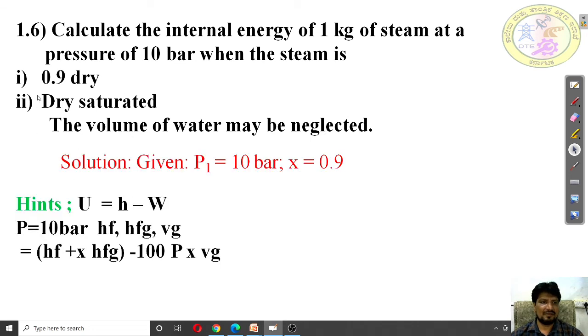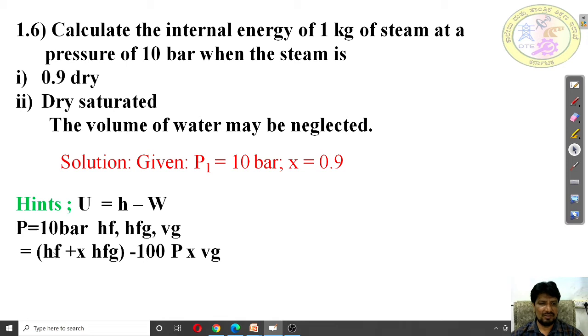The hint for the first one is how to calculate internal energy. Internal energy is nothing but H minus W. When it is wet steam, H is nothing but HF plus X into HFG, minus 100 P into X into Vg.